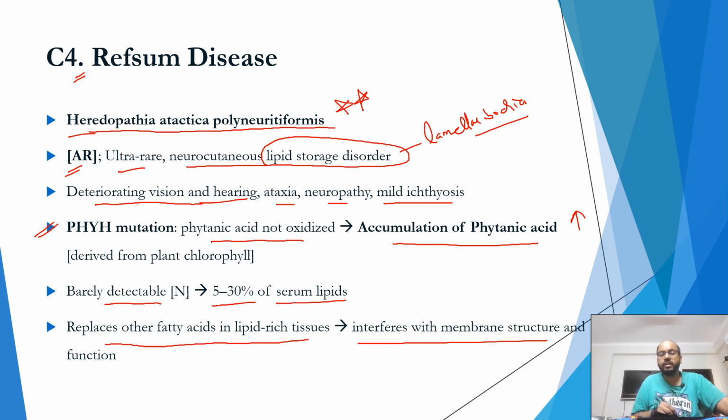Now, increased phytanic acid replaces other fatty acids in lipid-rich tissues and interferes with membrane structure and function. Now, a large part of the brain is also made of lipids. And we require proper lipid concentration for skin function because of lamellar bodies and the brick and mortar model and the cholesterol esters in between. So we need that kind of lipids. Clear? So what phytanic acid does is it replaces other fatty acids in lipid-rich tissues, and because of that, it leads to disorders or the features.